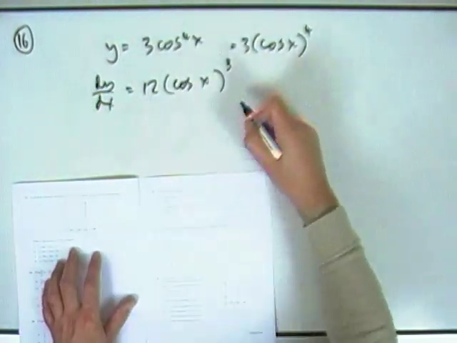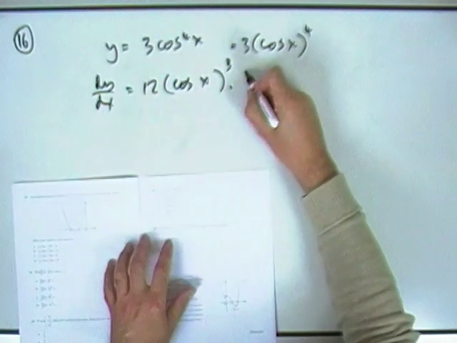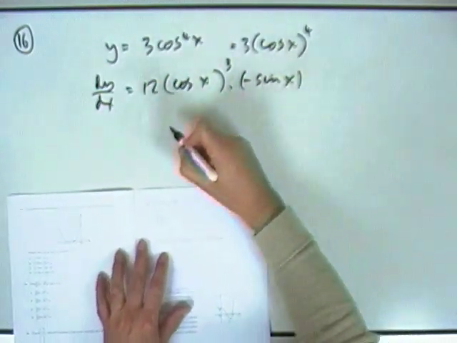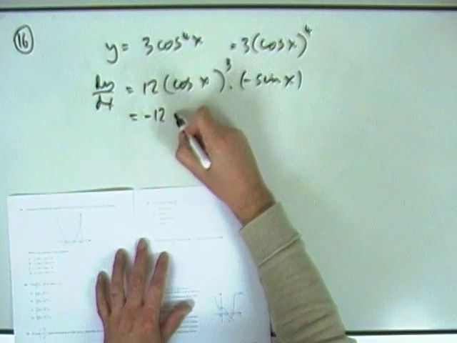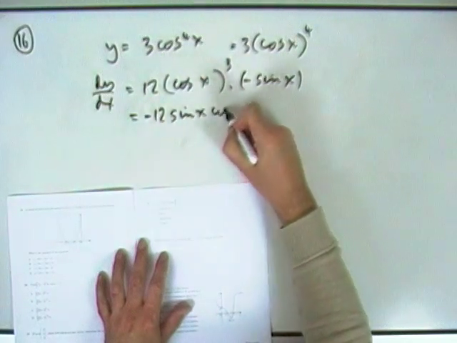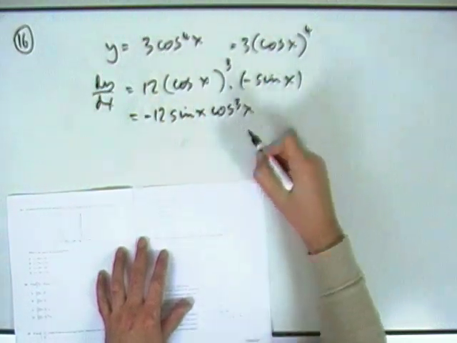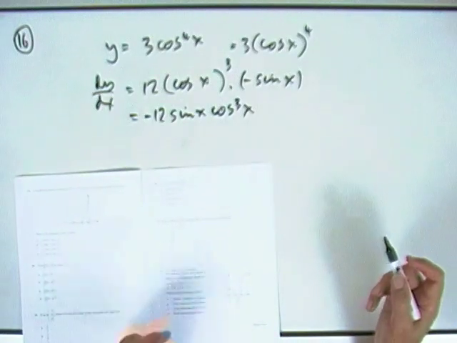It was a cos x. So multiply by the derivative of the inside, which is a negative sine x. Bringing that to the front, negative 12 sine x cos, I'll pop that back in, cos cubed x. So which one's that? C.